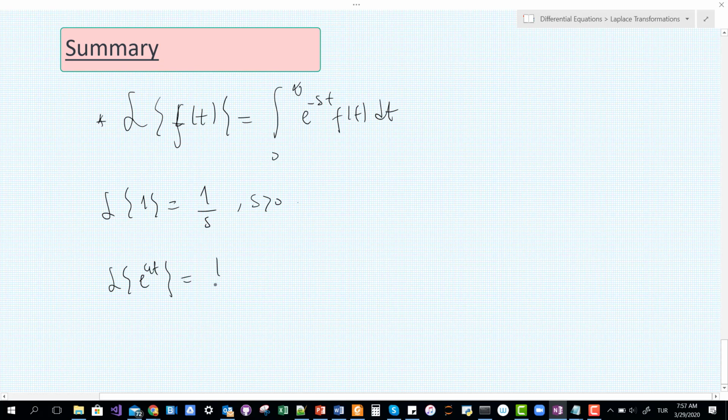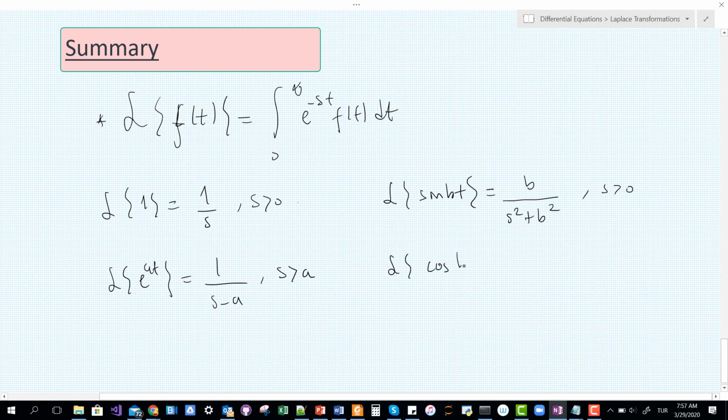These are the two functions I showed to you, right? The Laplace transformation. Of course, we can ask some other question. What is the Laplace of this one? What you need to do is put this function into this integral and solve it. If we can do it, it's going to be equal to b over s squared plus b squared, when s is bigger than 0. I can do the same thing for this function, and this time the Laplace of cosine bt is going to be equal to s over s squared plus b squared.